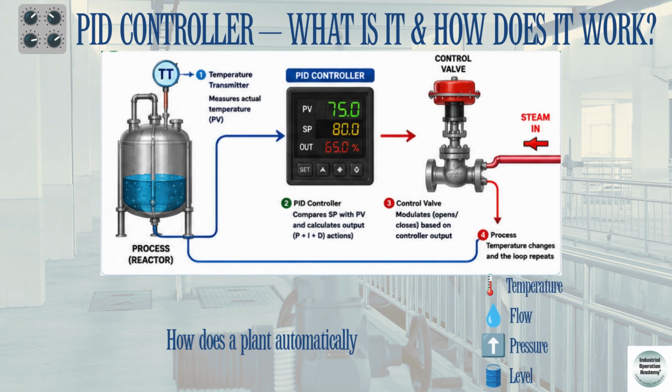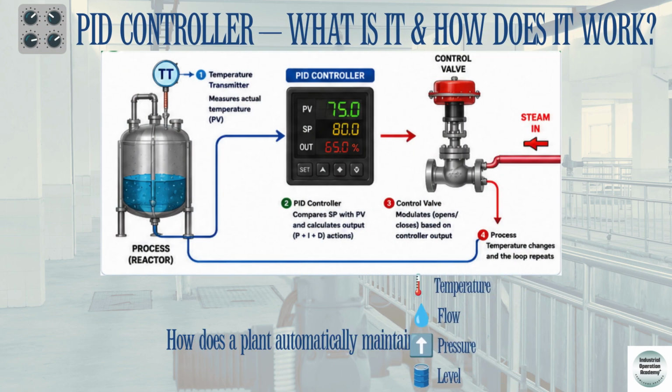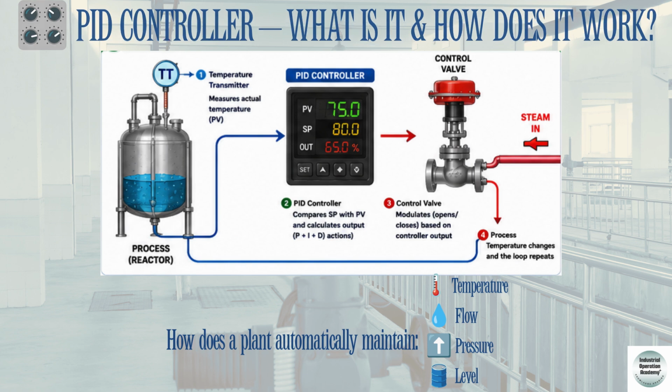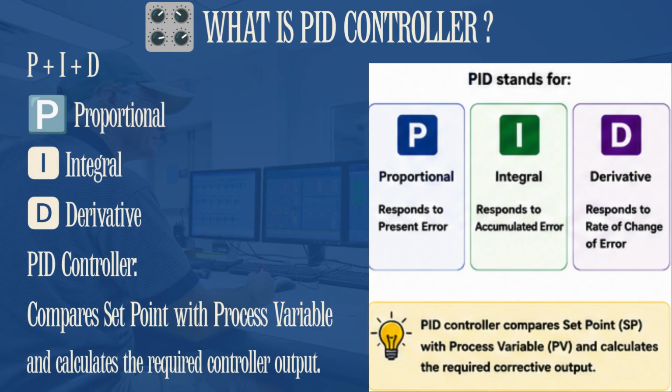How does a chemical plant automatically maintain temperature, pressure, flow or level at the desired value? One of the most important technologies behind this automatic control is the PID controller. Let's understand what P, I and D actually do. PID stands for proportional, integral and derivative.